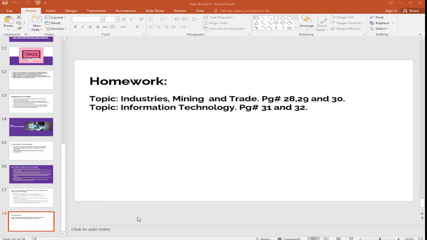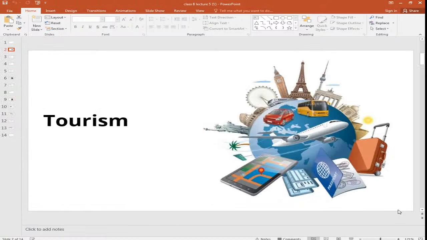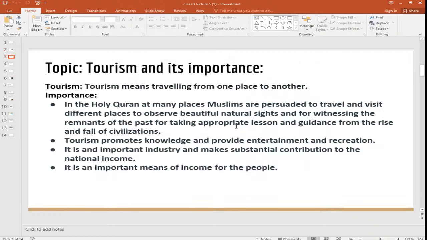लेसन नंबर 7, दिस वन। ठीक, हमारे पास tourism, it is your lesson 7 on page number 32. The topic is tourism and its importance. The topic is tourism and its importance on page number 32.